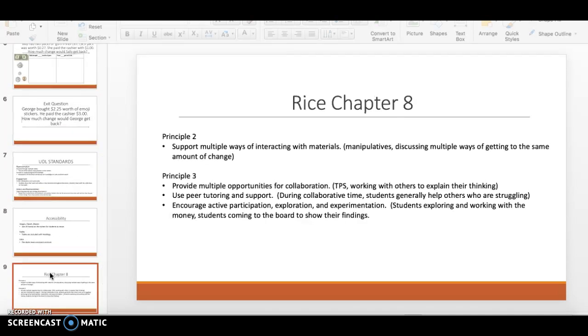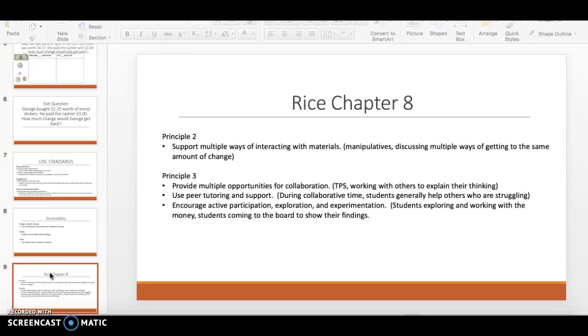In Rice's Chapter 8, under Principle 2, supporting multiple ways of interacting with materials, so the manipulatives, discussing multiple ways of getting to the same amount of change. So throughout the lesson, we discuss how some students may be using more quarters, more dimes, so we can still get to the same amount of change, it just could happen in different ways.